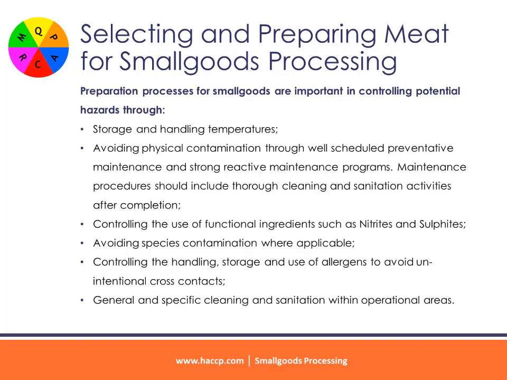Preparation processes for small goods are important in controlling potential hazards through storage and handling temperatures. Avoiding physical contamination through well-scheduled preventative maintenance and strong reactive maintenance programs. Maintenance procedures should include thorough cleaning and sanitation activities after completion. Controlling the use of functional ingredients such as nitrites and sulfites. Avoiding species contamination where applicable. Controlling the handling, storage and use of allergens to avoid unintentional cross-contacts. General and specific cleaning and sanitation within operational areas.